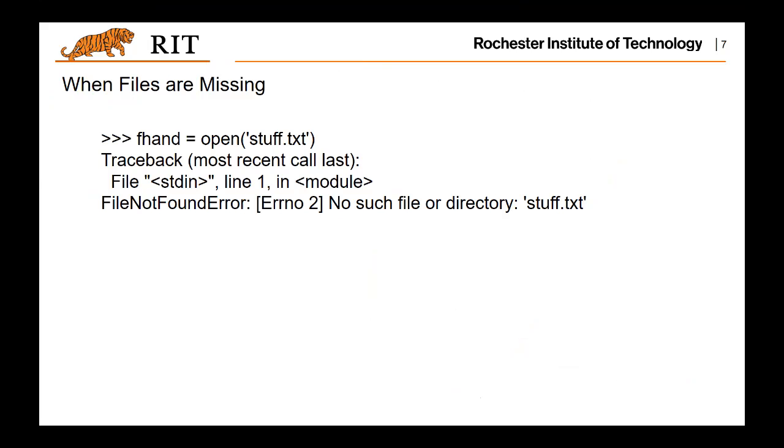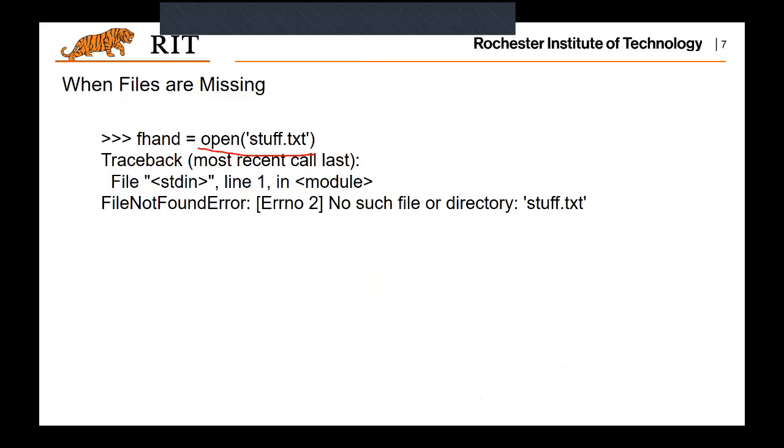There could be some problems. For example, you just write a line like this, and the file name is stuff.txt. But actually, there's no such file. You just forget to copy the file in that folder. So then Python will return some error information, letting you know there's no such file or directory.